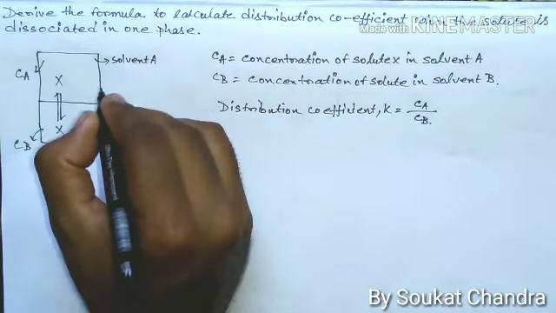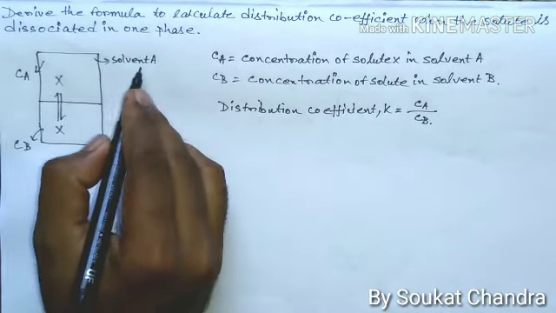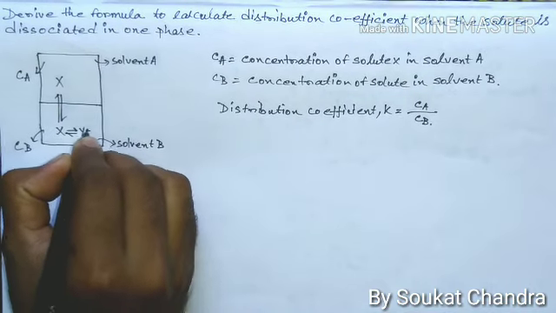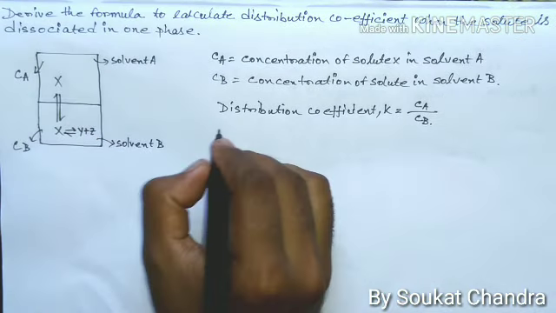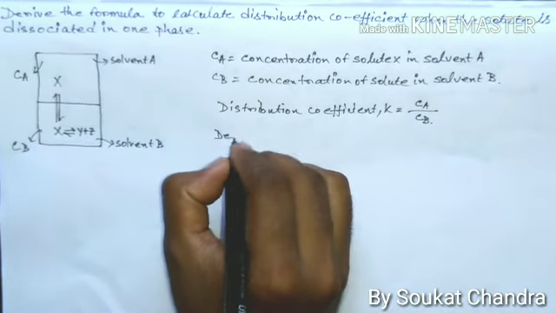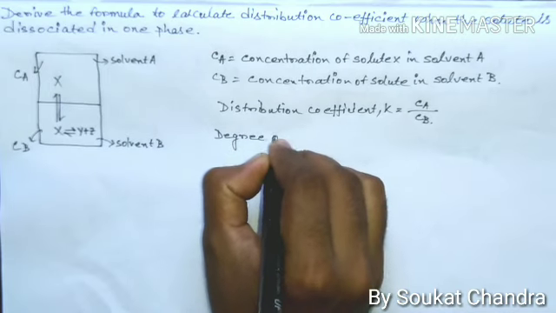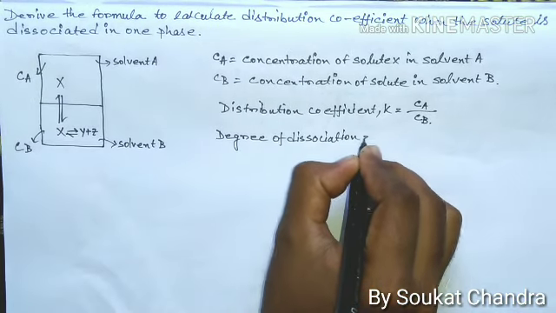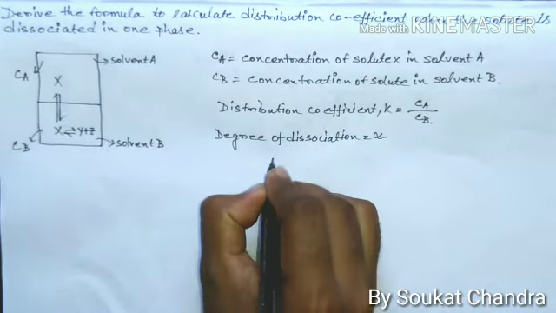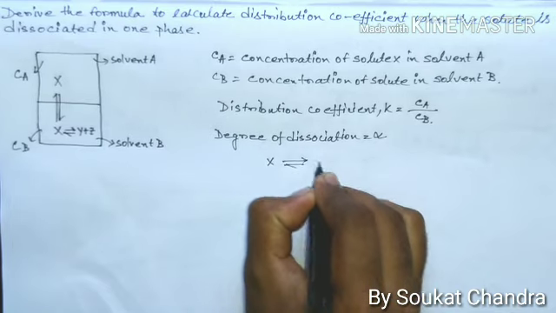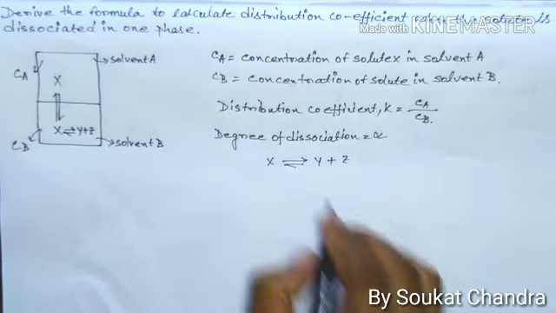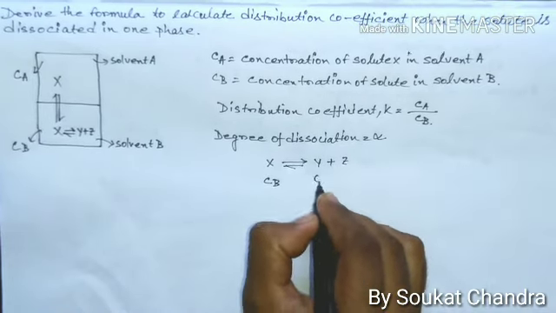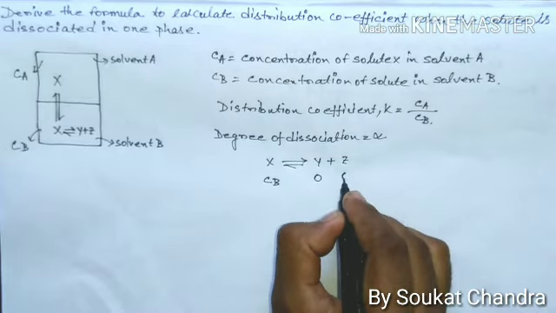So X is undissociated in the solvent A and dissociated in the solvent B as Y and Z, and the degree of dissociation of X is alpha. The equation is X equals Y plus Z. The initial concentration of X is Cb, and for both Y and Z, it is 0.